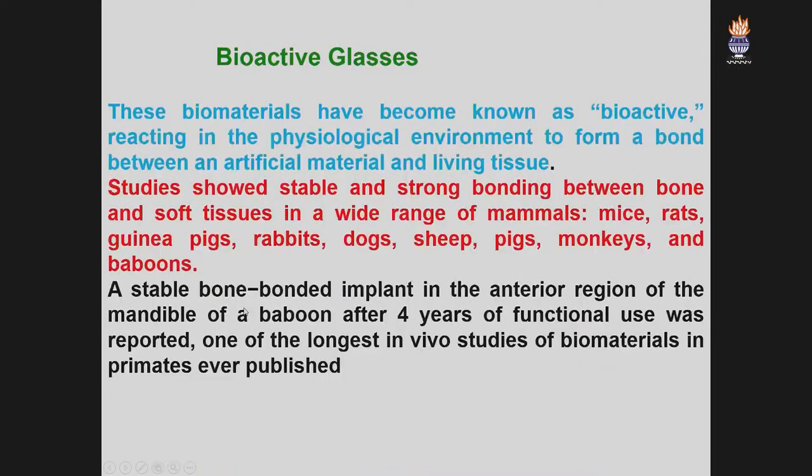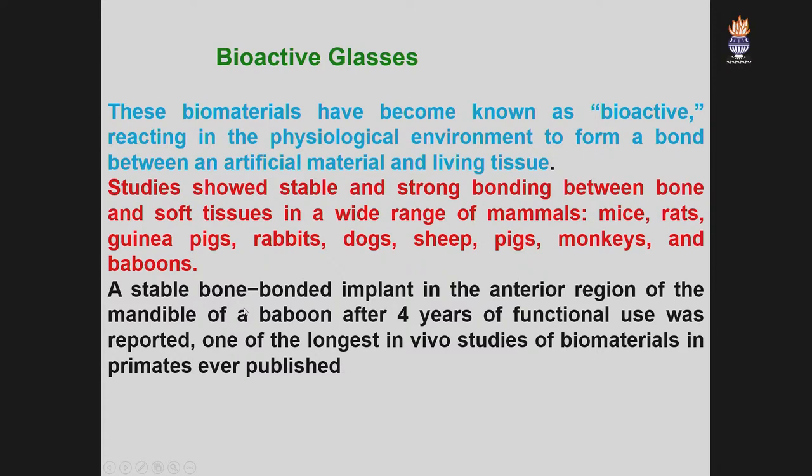So this is a very active field in glass research: bioactive glasses. Nowadays, it is a recent field in glass science. These biomaterials have become known as bioactive, reacting in the physiological environment to form a bond between the artificial material and living tissues. Studies showed stable and strong bonding between the bone and the soft tissues in a wide range of mammals, mice, rats, including humans.